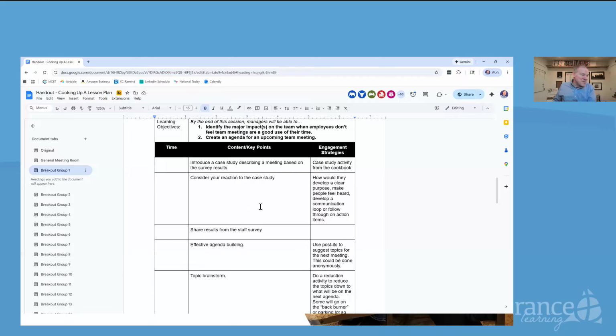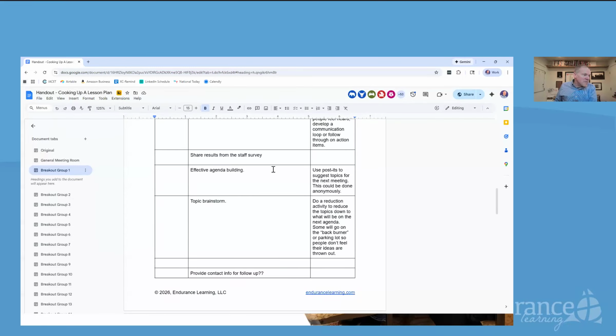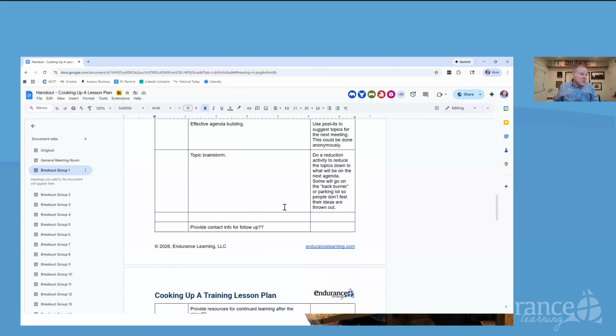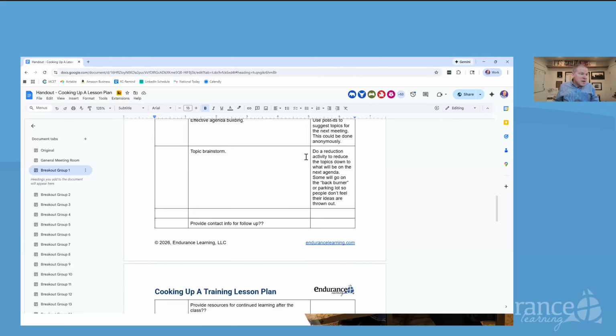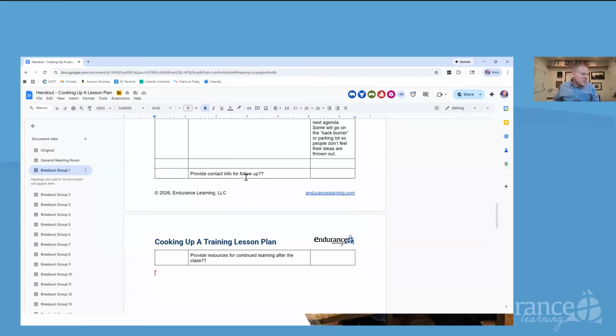And then they give us the survey results. And then they talk about effective agenda building. Use post-its to suggest topics for the next meeting. So here they would probably be introducing the agenda as well. And then they would use sticky notes to suggest topics for the next meeting. It could be done anonymously, and have a topic brainstorm. So do a reduction activity to reduce the topics down to what would be on the next agenda. Some will go on the back burner or the parking lot so people don't feel their ideas are thrown out. And then they have provide contact information for follow-up or provide resources for continued learning after the class. So that is the lesson, the sequence and flow.